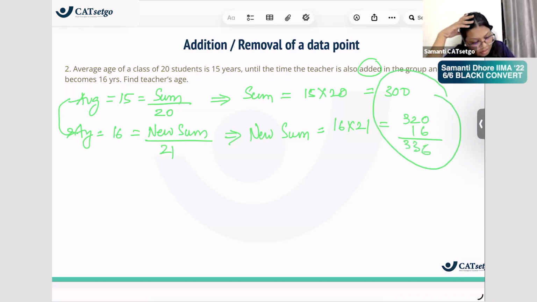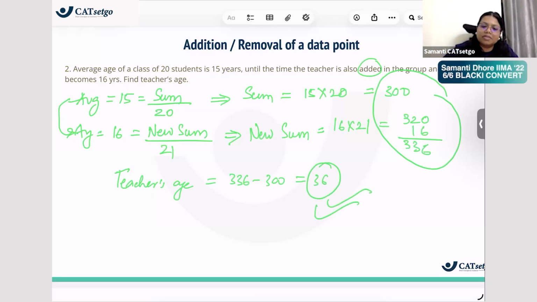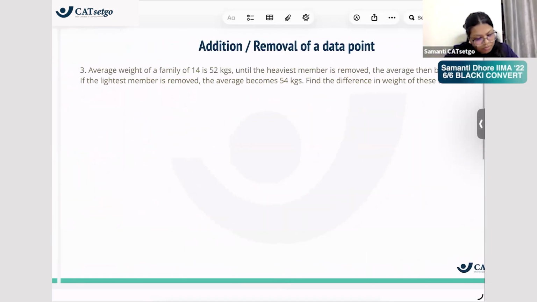So what is the difference? What is the teacher's age? 336 minus 300, 36. Right? सबका आंसर आ गया था ये. Very good. चलो, तो इसी के बेसिस पे now do the third question also.